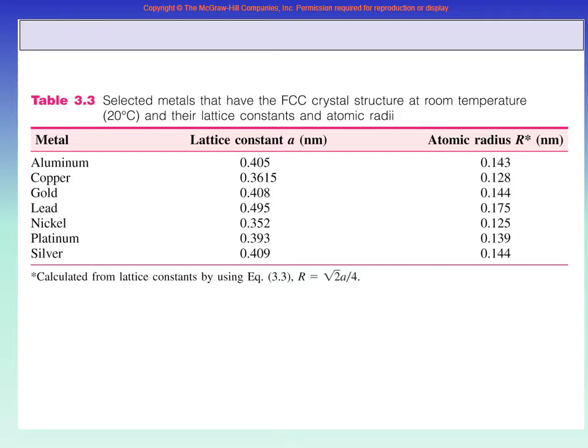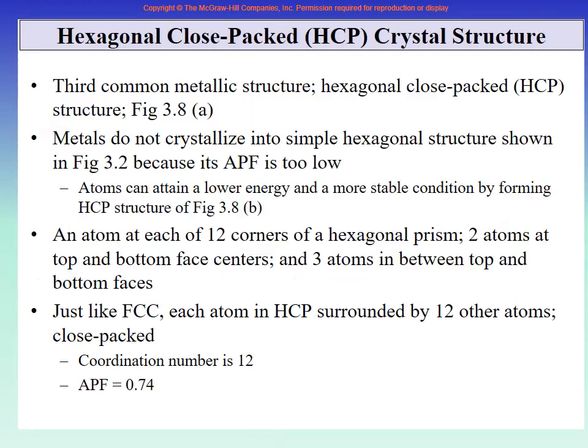So once again, now this is a table, but this is a table for FCC metals. Again, aluminum, copper, gold, lead, nickel, platinum, silver, very famous metals used in engineering and other applications. The lattice constants a, the atomic radius r, both in nanometers, right? These are the experimental values. This you can get from atomic theory, atomic tables, and this is the relation: root 2 a is equal to 4r.